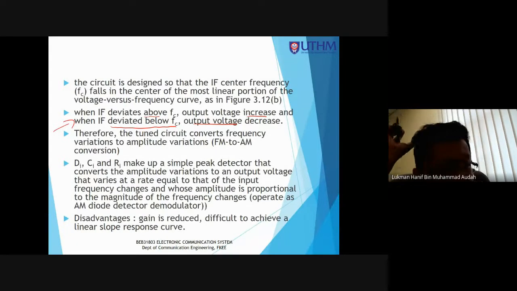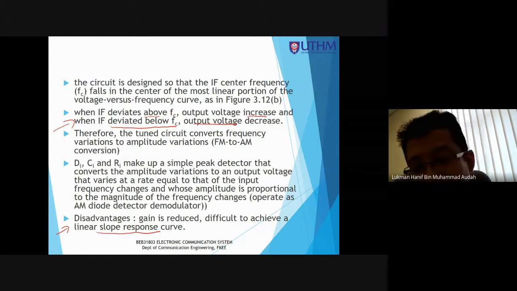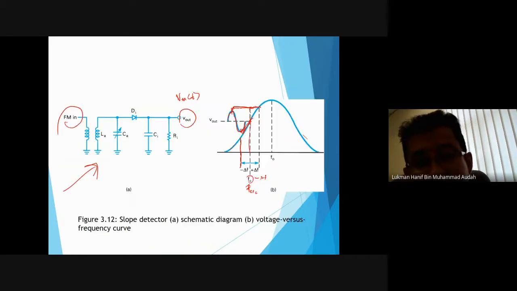Okay, tetapi ini ada dinyatakan disadvantage-nya. The gain is reduced, difficult to achieve a linear slope response curve. Okay, kerana dia perlu setkan betul-betul bahawa nilai center itu perlulah berada pada curam yang di tengah-tengah, bahagian yang paling curam of the frequency response curve.